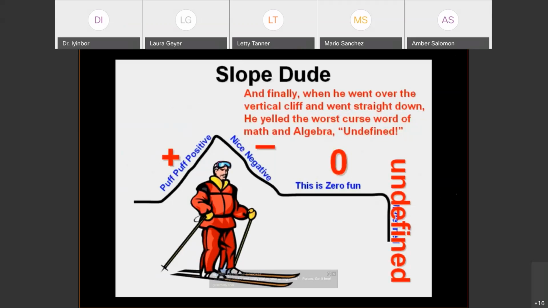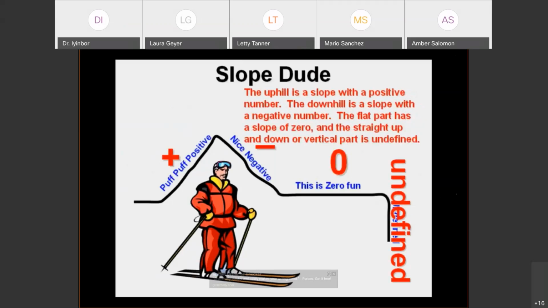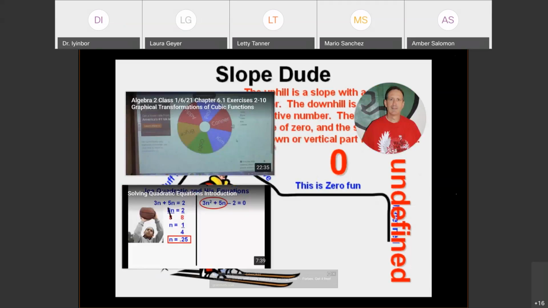math and algebra. Undefined! The uphill is a slope with a positive number. The downhill is a slope with a negative number. The flat part is a slope of zero. And the straight up and down, or vertical part, is undefined.